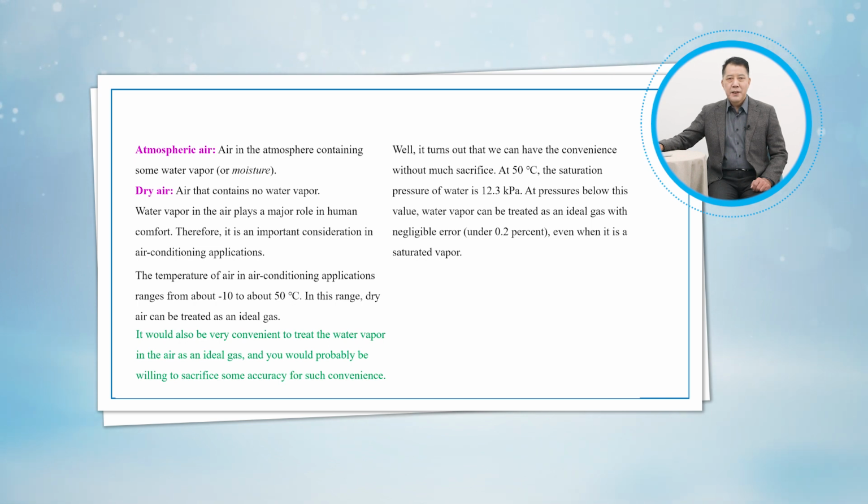At 50 degrees centigrade, the saturation pressure of water is 12.3 kilopascal. At pressures below this value, water vapor can be treated as an ideal gas with negligible error, even when it is a saturated vapor. Therefore, water vapor in air behaves as if it existed alone and obeys the ideal gas relation.